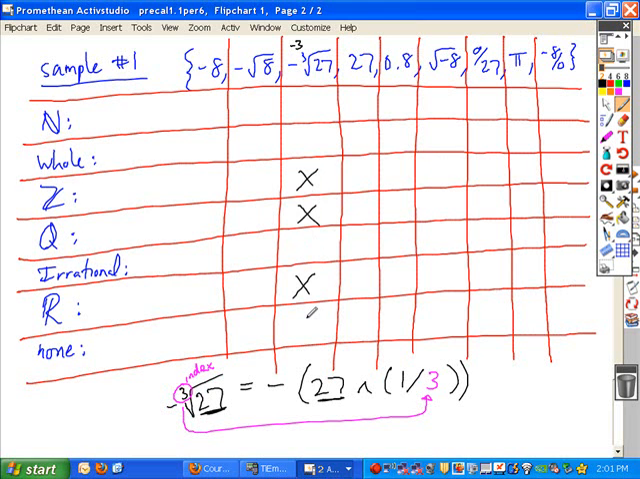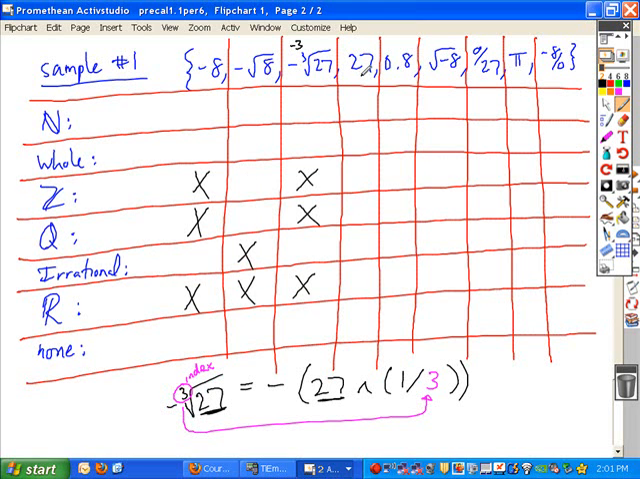Negative 8. What's the most specific classification negative 8 will fall into? Integer. Therefore, it's also a rational form. The Q represents quotient. And then the real number R. And what about negative square root of 8? If you type that into your calculator, does it come out to be an integer value? No. So it's going to be irrational, and since it falls into one of these categories, it'll also be considered real.